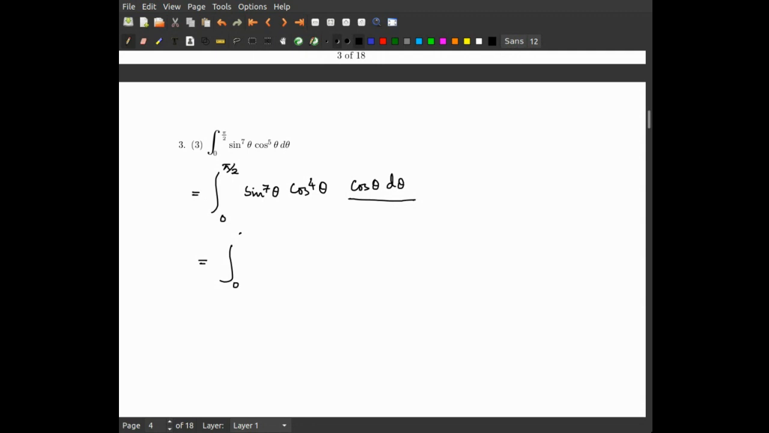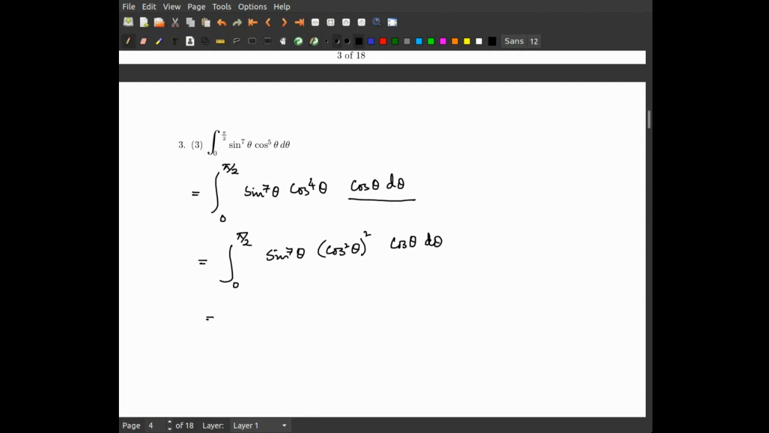So that would be 0 to pi over 2, and this is sine to the power 7 theta, that's good. But cos to the power 4 theta, we don't like it, we need to convert it into sine. So how do we do this one? It is cos to the power 4 theta, so definitely it can be written as cos square theta, and then again square. So square is squared twice.